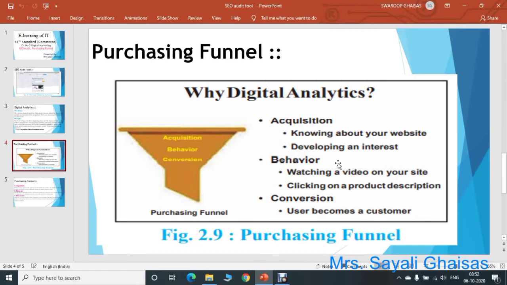Second one is behavior. That means watching a video on your site, clicking on a product description. That means they are moving somehow forward to buy the product by watching the video of your product or by looking at the product description. So that is the second stage, that is behavior. And the last stage is the conversion. That means the user becomes your customer, that is, the user buys a product from your website. So there are three stages in a digital analysis called a purchasing funnel, that is acquisition, behavior and conversion.